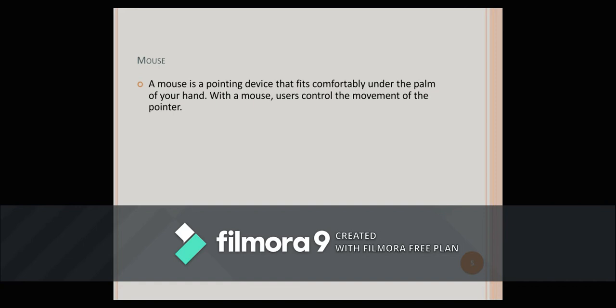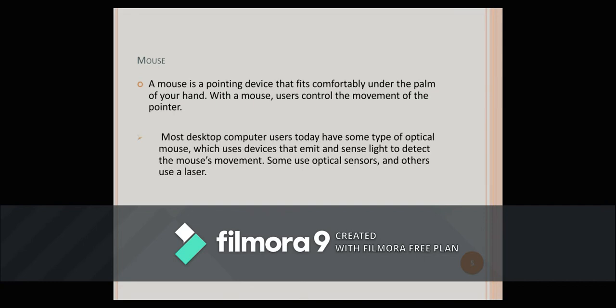A mouse is a pointing device that fits comfortably under the palm of your hand. With a mouse, users control the movement of the pointer. Most desktop computer users today have some type of optical mouse, which uses devices that emit and sense light to detect the mouse's movement. Some use optical sensors and others use a laser.